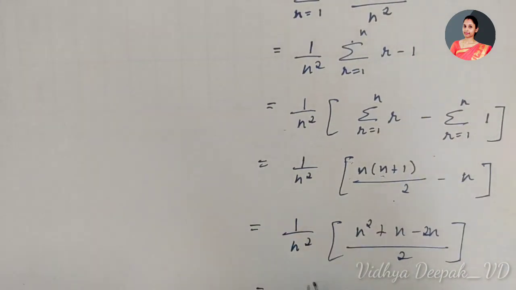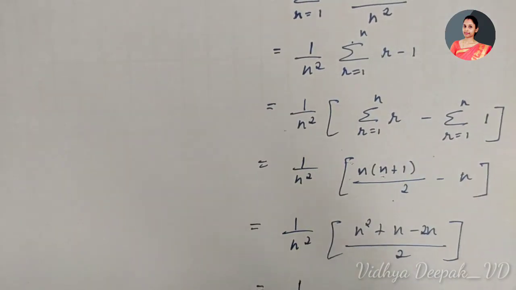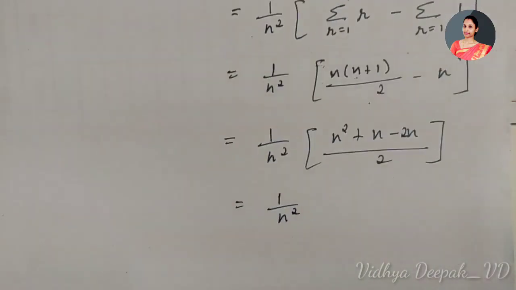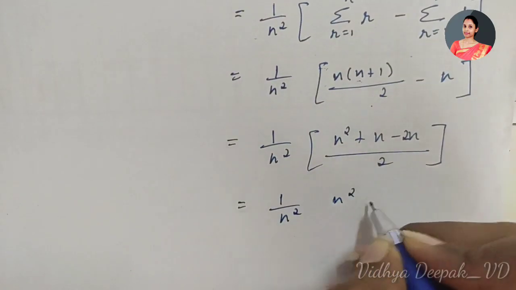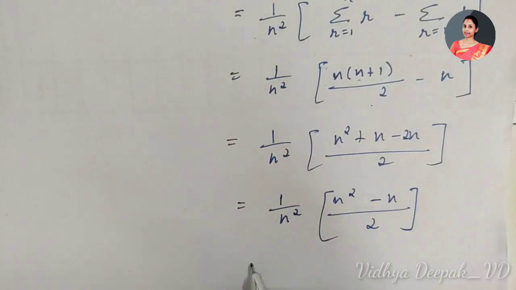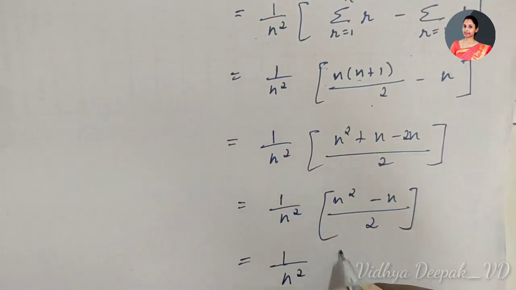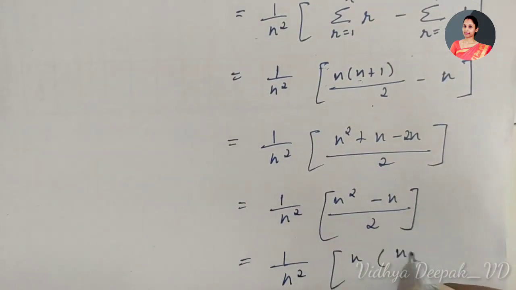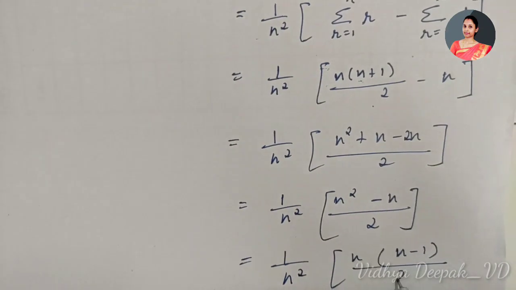So we have 2 minus 2 plus 1 is minus 1. So 1 by n square into n square minus n divided by 2. Can I take n common outside from this? Yes, right? So we can take n common outside. Remaining is n minus 1 whole divided by 2.